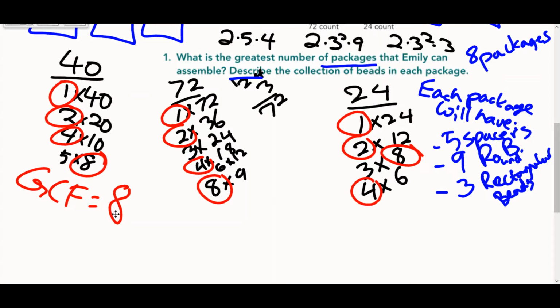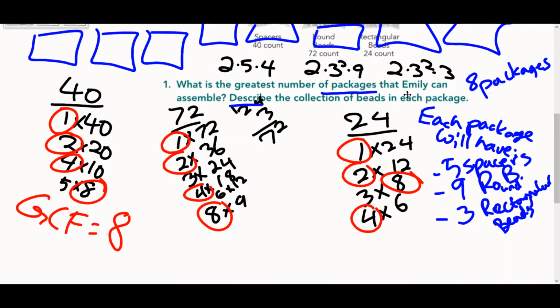But we don't want GCF to be our answer. Our answer is going to be answering this question. What's the greatest number of packages? Well, 8 packages would be our answer. And then to describe the collection, the used package will have 5 spacers, 9 round beads, and 3 rectangular beads.